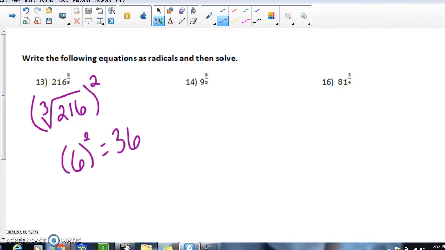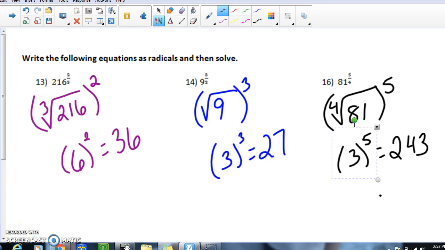So take a second, pause the video. You try 14 and 16. I don't know why I skipped number 15, but go with 14 and 16, and then we'll check. Okay, so hopefully we agree. Hopefully you got 9 to the 3/2 was 27, and 81 to the 5/4 was 243.